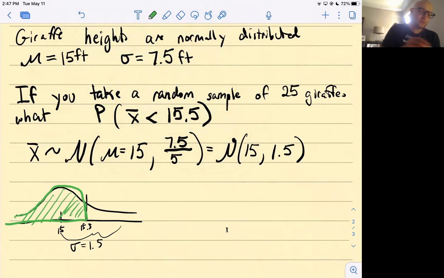Okay. So I've got to use the z-table. I've got to find the z-score. So z is how many standard deviations away am I? Well, it's x minus mu. So 15.5 minus 15, divided by 1.5. This is exactly 1/3. So it's going to be 0.33 repeating.